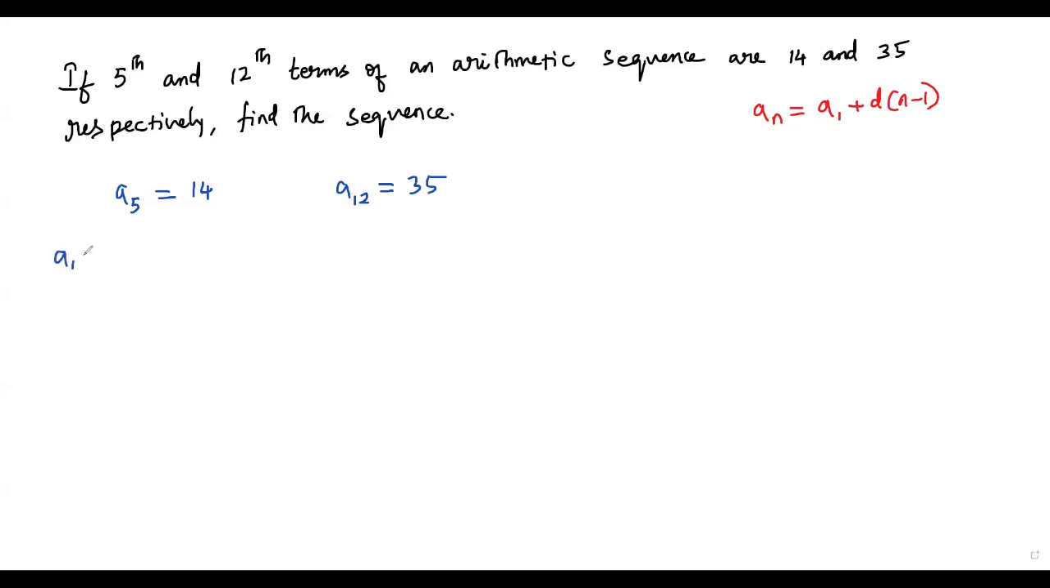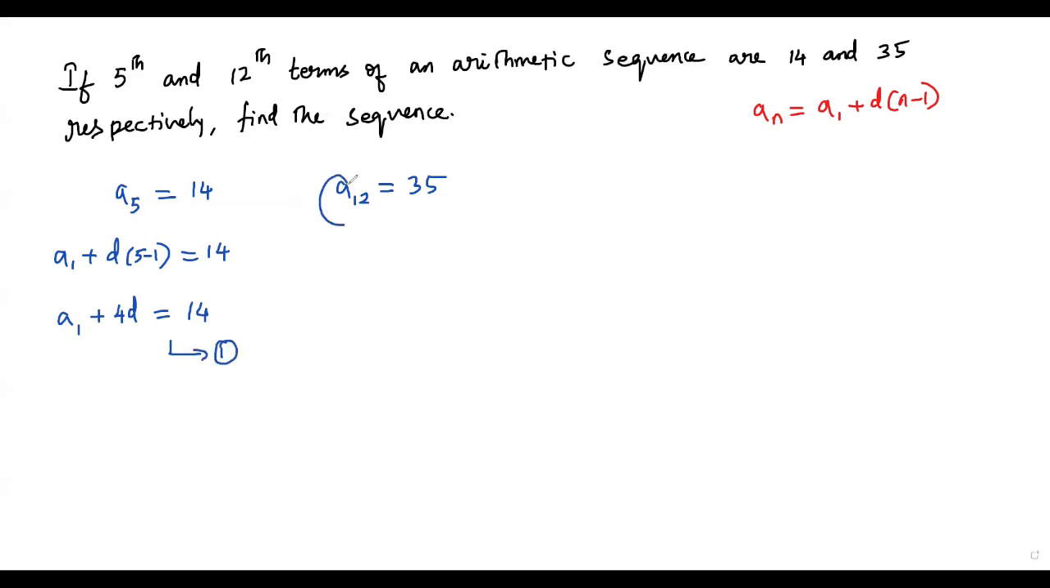So we have A1 + D times (5 - 1) equals 14. When I simplify, A1 + 4D equals 14. I consider this equation number 1.